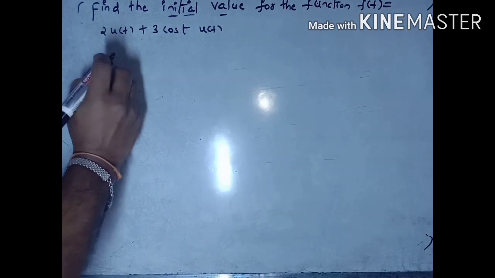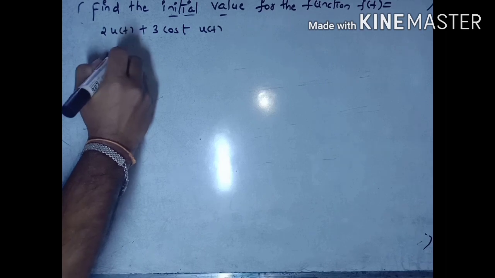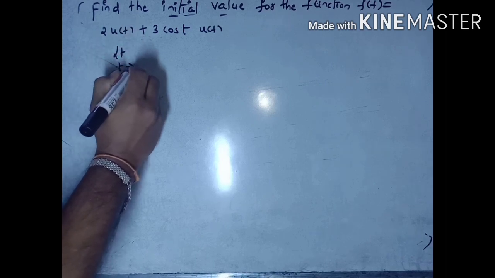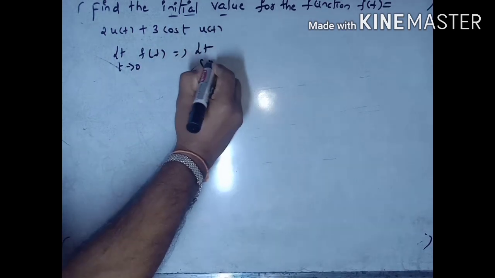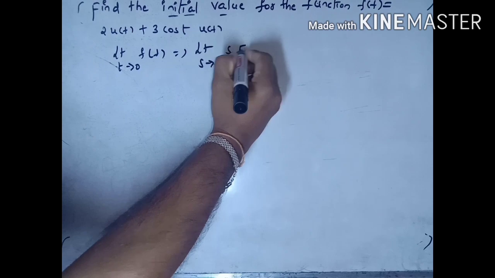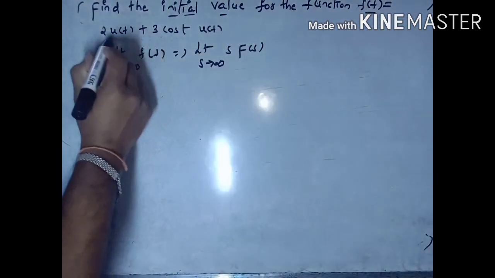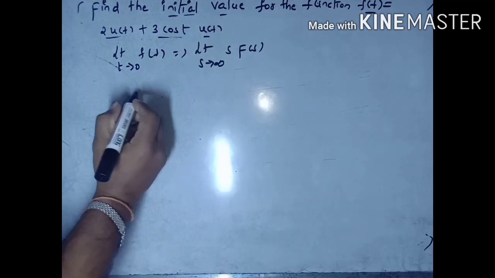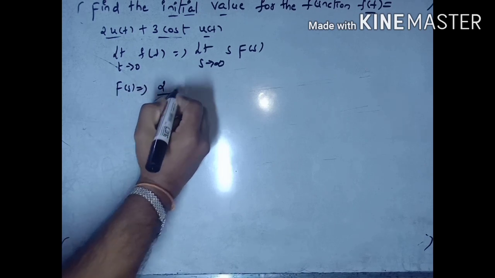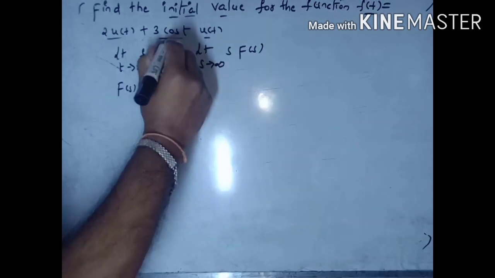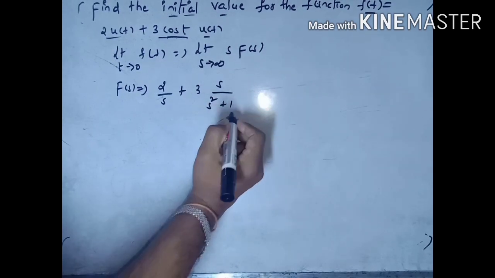So we know the initial value for the function f of t can be written as limit t tends to 0 f of t equals limit s tends to infinity s into f of s. Here f of t is given as 2 u of t plus 3 cos t into u of t. Convert this into f of s: F of s equals 2 by s plus 3 into the Laplace transform of cos t, which is s by s square plus 1.